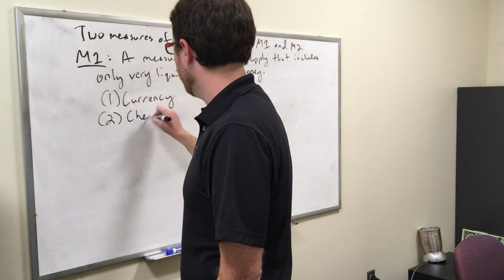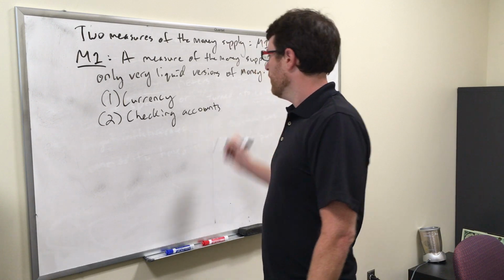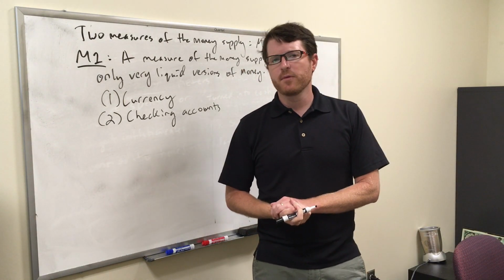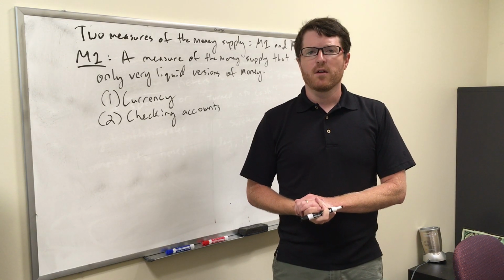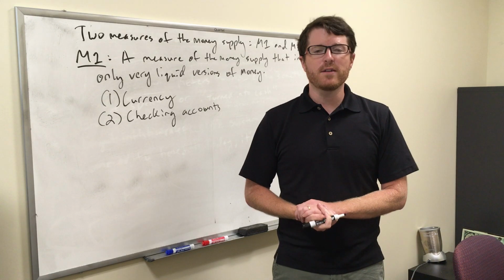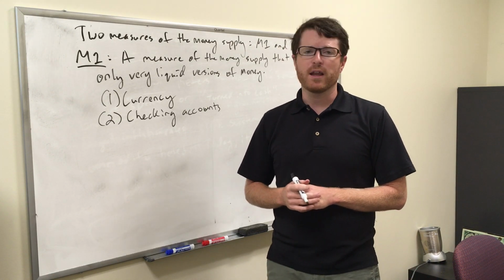Likewise, my checking account, very liquid. To spend money out of my checking account, I can go to the ATM and withdraw some cash and spend it. Or I can go online and purchase stuff directly from my checking account. Or I can use my debit card. These are all really quick ways to spend money with my checking accounts.